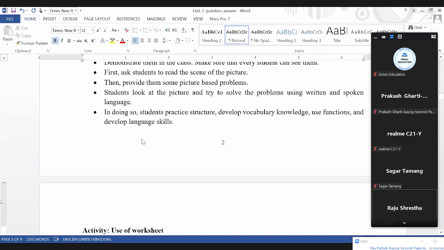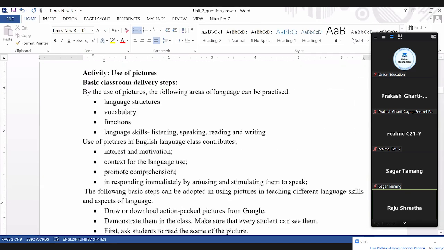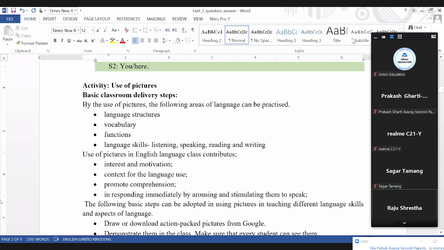In doing so, students practice structure, develop vocabulary knowledge, use functions, and develop language skills. In this way, pictures are also very useful.